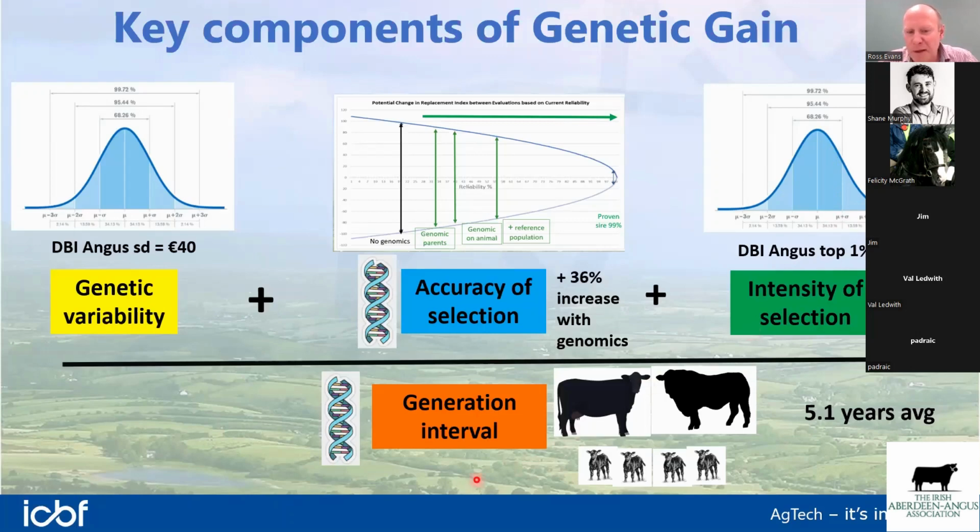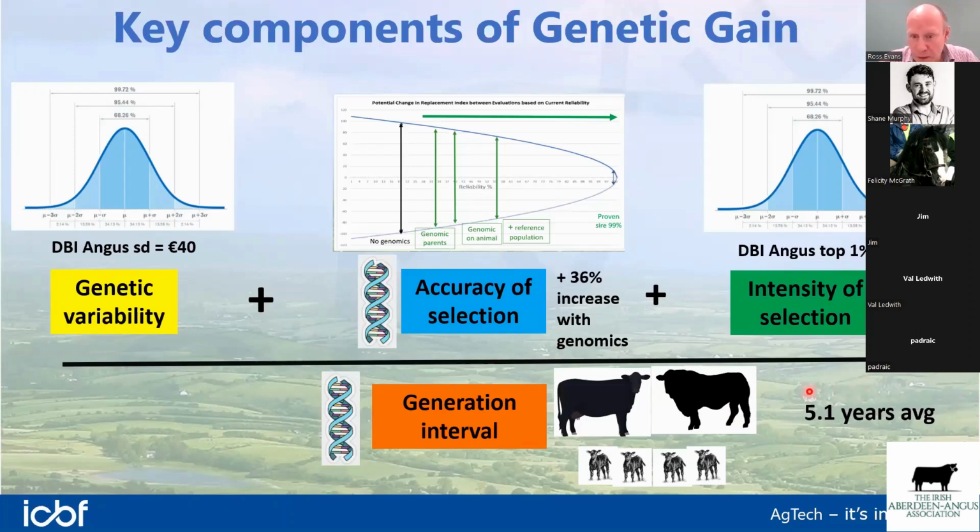So the final component of this is the generation interval. It's the gap between the average age of the parents and the average age of the progeny. And currently, in the context of the Angus and pedigree Angus in Ireland, it's about 5.1 years. So that's the average age of the mother and sire when the calf is born.